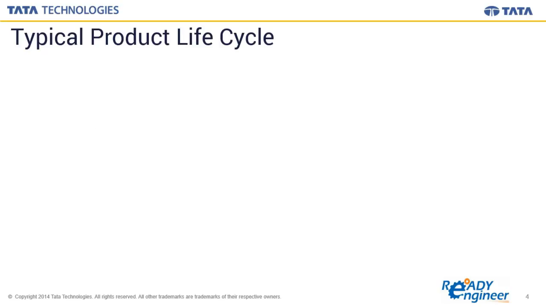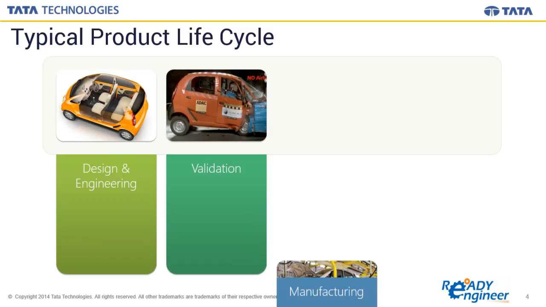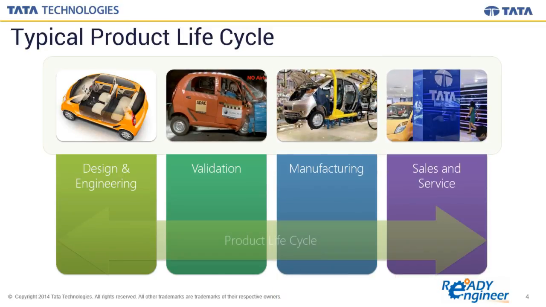Now, a typical product life cycle. This can be applied to almost any product, whatever you see in your life. It can be an automotive, it can be a product design, it can be a simple pen, or it can be a phone, whatever. All products go through these four phases. Everything starts with design and engineering. It has a validation phase. It goes through manufacturing and then sales and services.